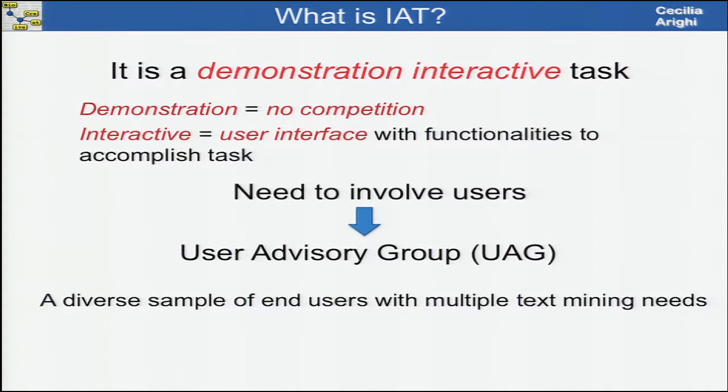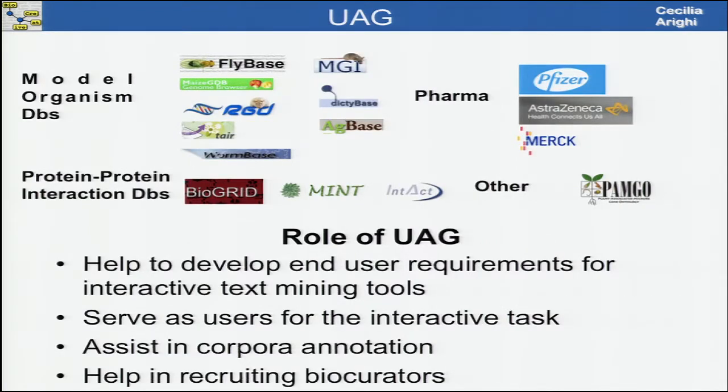So we created a user advisory group, which is a diverse sample of end users that had different needs. And these are the different organizations that are part of the UAG. So here we have Judy and Donghui, who are part of the UAG. The role of the UAG is to help develop the user requirements for the interactive task, to serve as end users in cases where needed, to assist in some corpus annotation, and also to help in recruiting biocurators to test the systems.